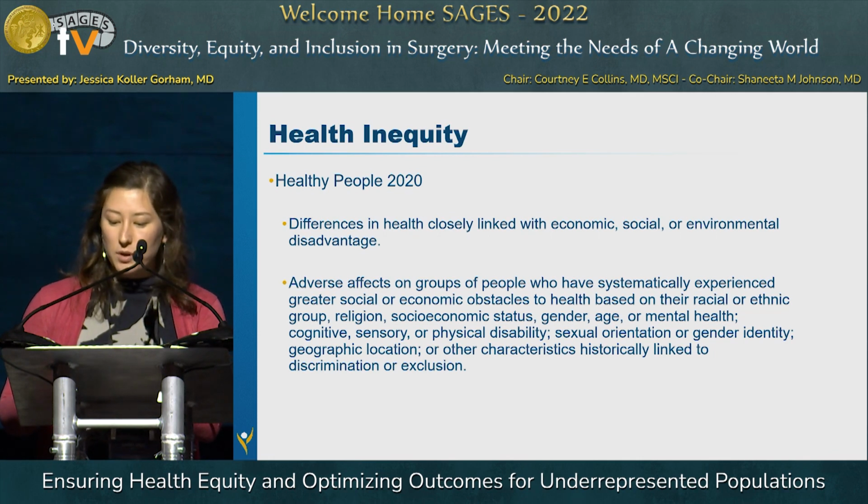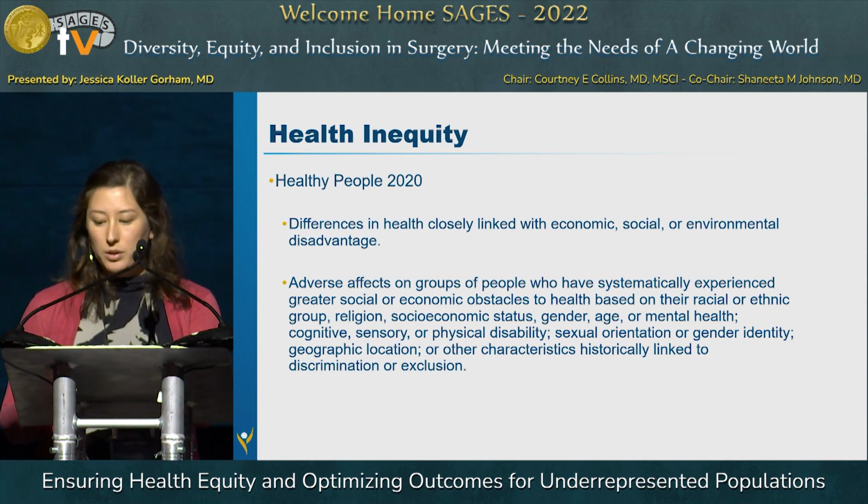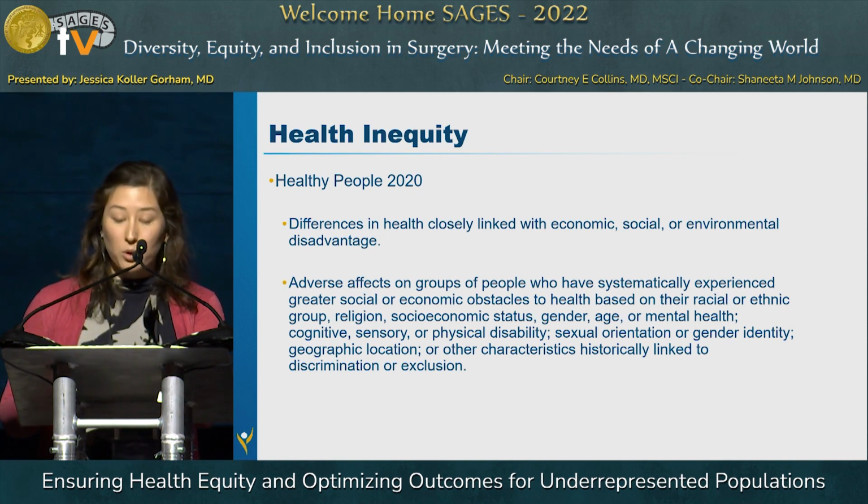The U.S. DHHS and Office of Disease Prevention and Health Promotion's Healthy People Initiative 2020 defined health disparities as differences in health closely linked with economic, social, or environmental disadvantages that result in adverse effects on groups of people who have been marginalized.